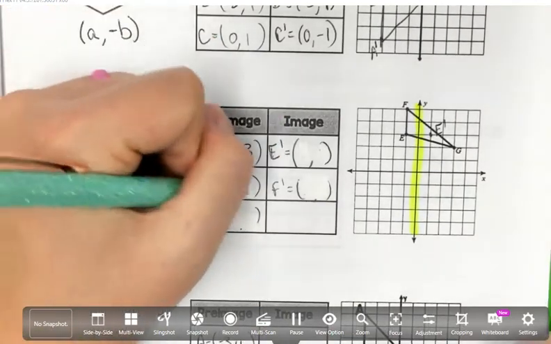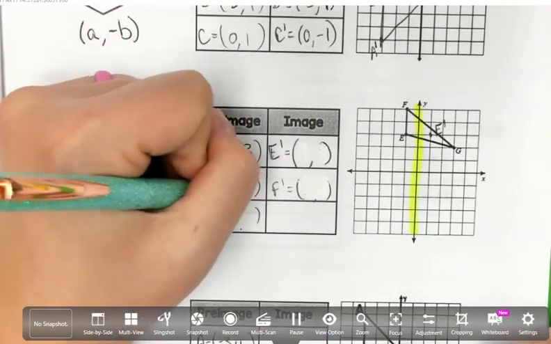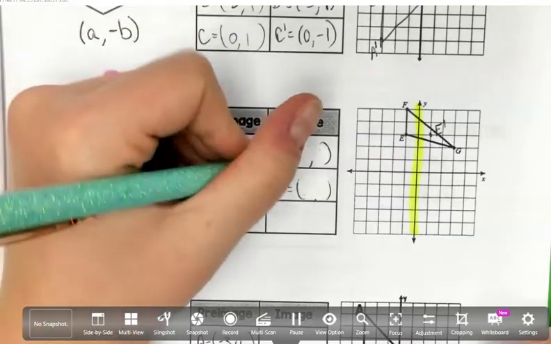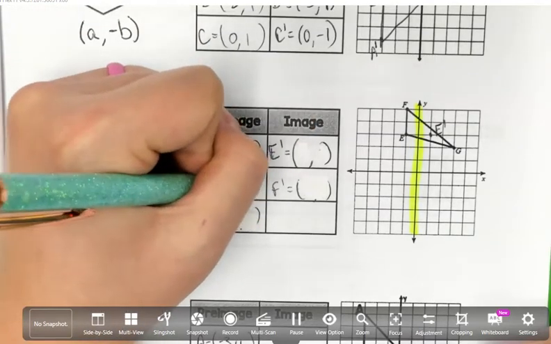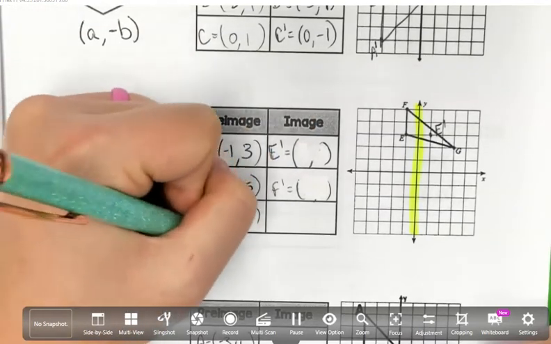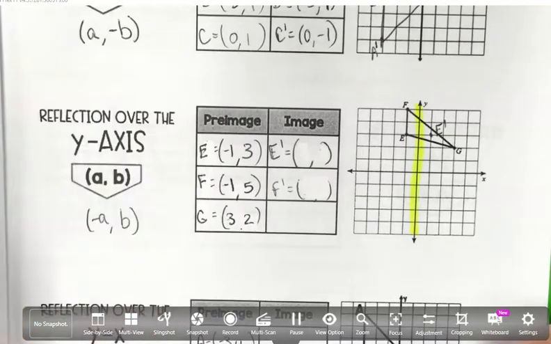So I accidentally mixed my F and my G. So I'm going to switch these. My F is negative 1, 5. My G is 3, 2. There we go.